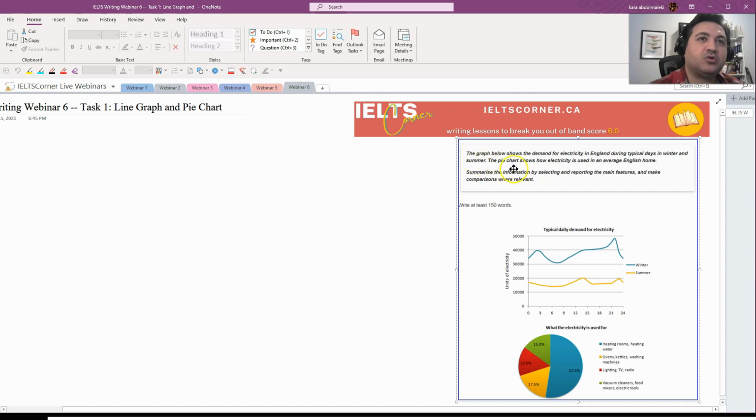Alright, so I'm going to read the question here for you. It says the graph below shows the demand for electricity in England, English homes, not British homes, in England during typical days in winter and summer. The pie chart shows how electricity is used in an average English home. And this is usually typical. Summarize the information by selecting and reporting the main features and make comparisons where relevant. First of all, as you know, we are going to start with our introduction here.